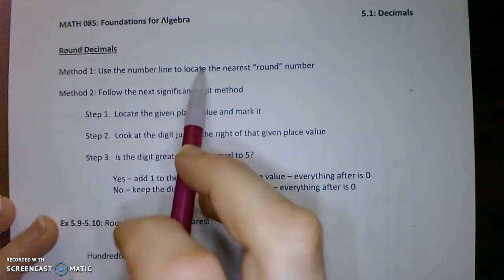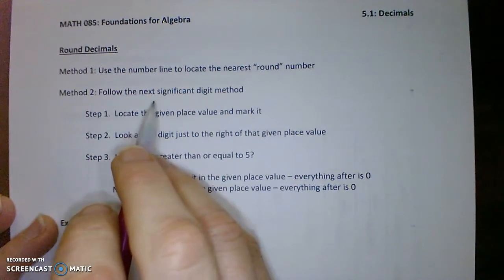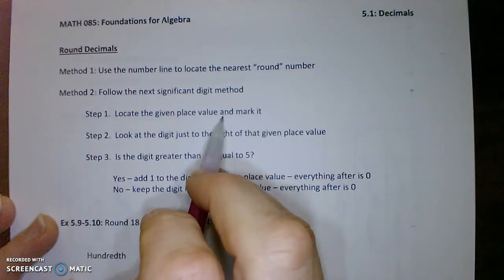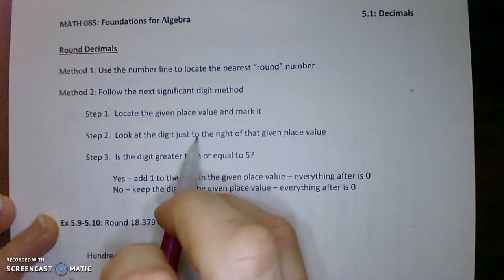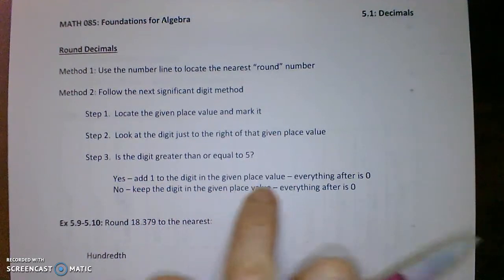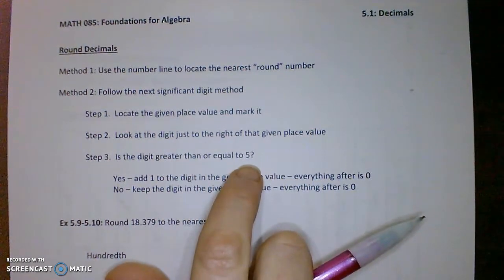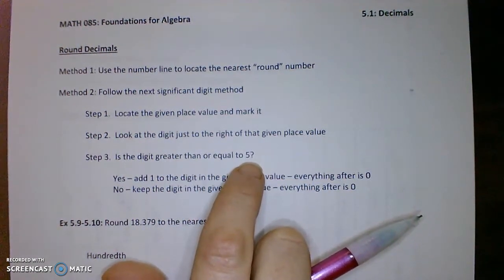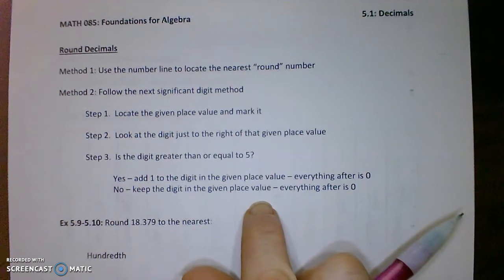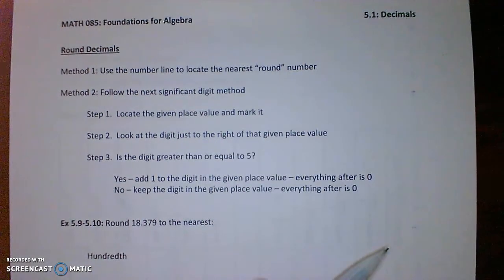First method is to use the number line to locate the nearest round number to our number, and method 2 would be to follow this like looking at the next digit, where you locate the place value and you mark it somehow. Then you look to the digit just to the right of that place value. If it's 5 or more, you score, meaning add 1 to that digit and ignore everything to the right. If it's less than 5, so if it's 4 or less, then it stays the same. So you keep the digit in that place value and everything after it is 0. So let's do an example where we follow these methods.